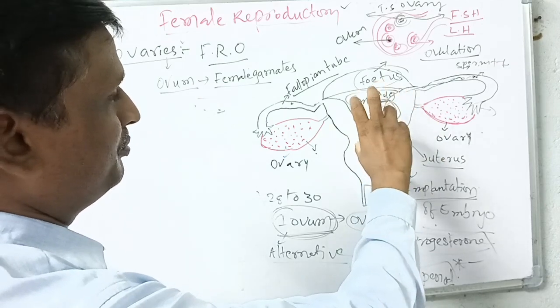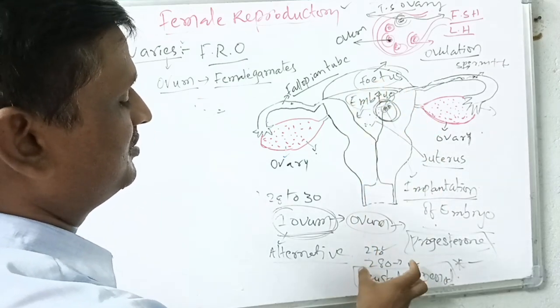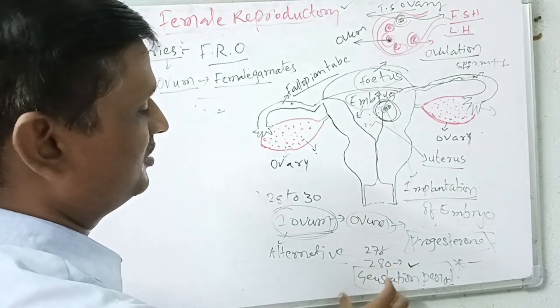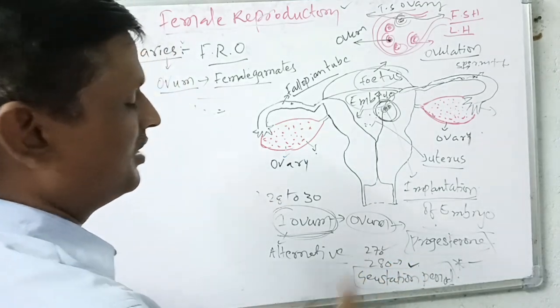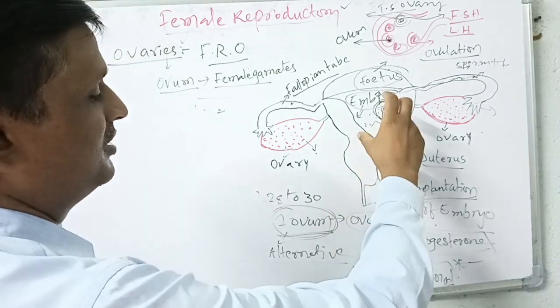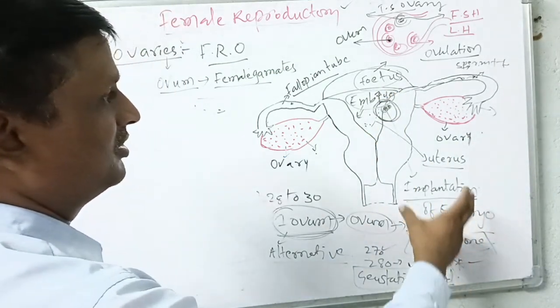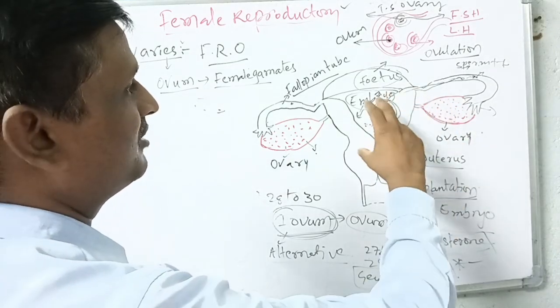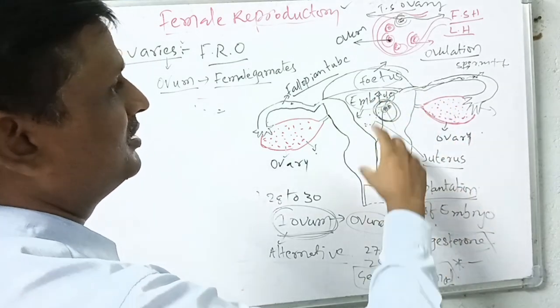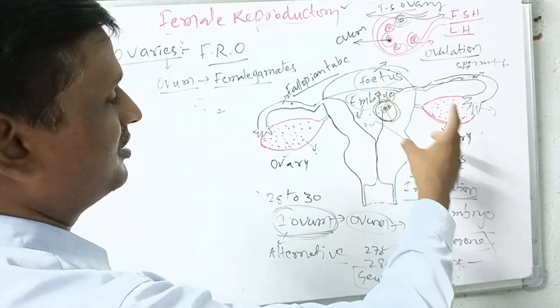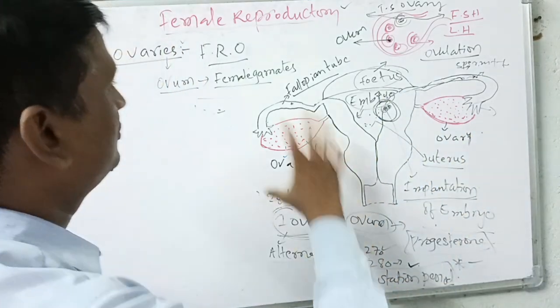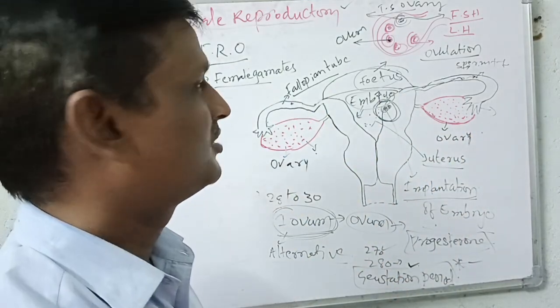That period is called the gestation period. The gestation period is naturally 270 to 280 days, which is equal to 9 months. For the implantation of the embryo, one hormone is useful, called progesterone. When implantation does not take place, or when fertilization does not take place, the menstrual cycle continues, which is controlled by the estrogen hormone. So this is all about the female reproductive system.